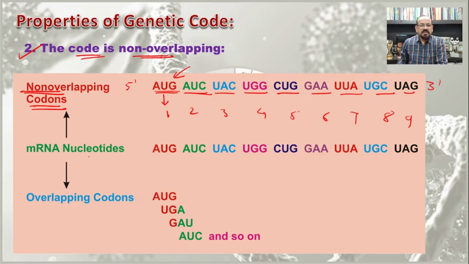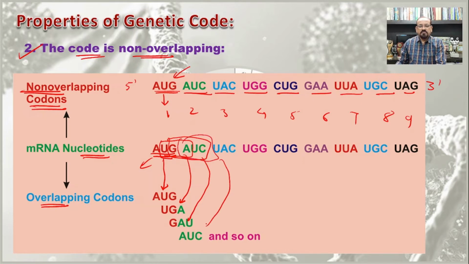But if the same sequence of mRNA nucleotides or nitrogen bases is used as an overlapping codon, then first of all there will be the formation of this one code. If we use overlapping, that is, the first one we have to leave and then use again, then there will be a second one. Again here there will be the third one, then the fourth one, and so on. So in this way the number of codons will be more.